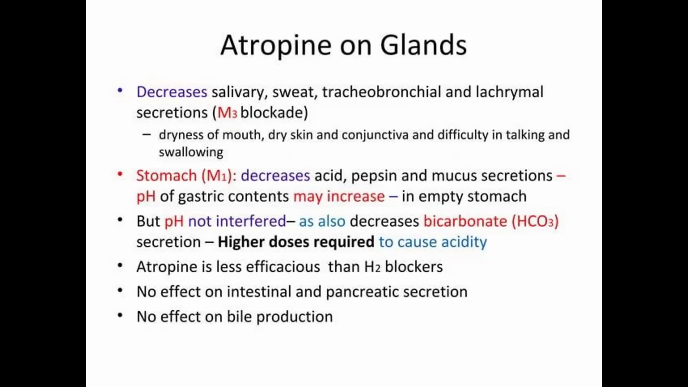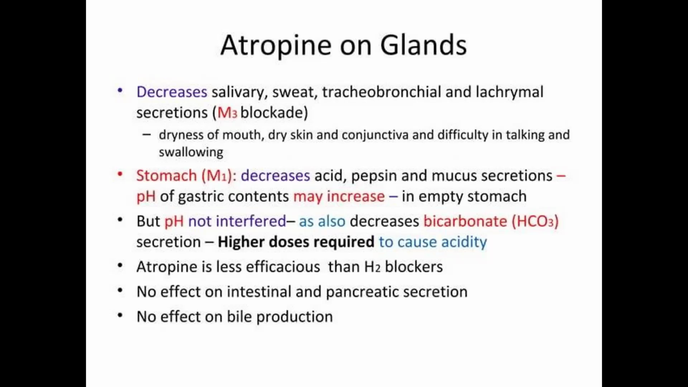I will discuss that part in a different lecture, but right now you remember that we can block the acid secretion in three ways. One is the proton pump inhibitor, the gold standard, with fewer side effects. Second is you can use any anticholinergic drug. I'm telling you, clidinium bromide also decreases acid secretion. And number third is you can use any antihistaminergic drugs like ranitidine, cimetidine, or something. So it decreases mucus secretions, and the pH of gastric contents may increase in an empty stomach. It also decreases bicarbonate secretion.